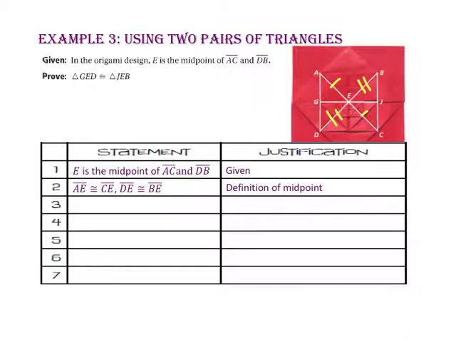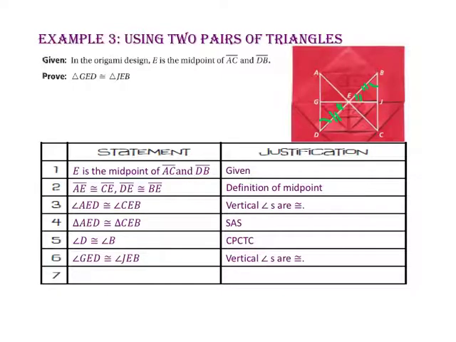Since vertical angles are congruent, angle AED is congruent to angle CEB. By side angle side, triangle AED is congruent to triangle CEB. Since corresponding parts of congruent triangles are congruent, angle D is congruent to angle B. Since vertical angles are congruent, angle GED is congruent to angle JEB. By angle side angle, triangle GED is congruent to triangle JEB.